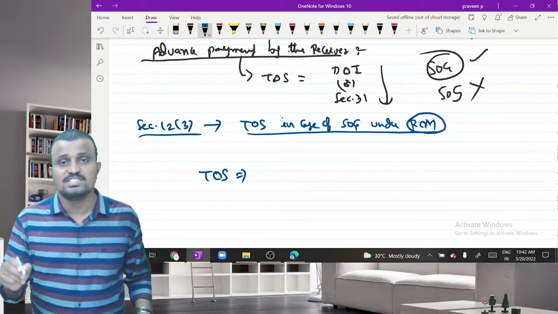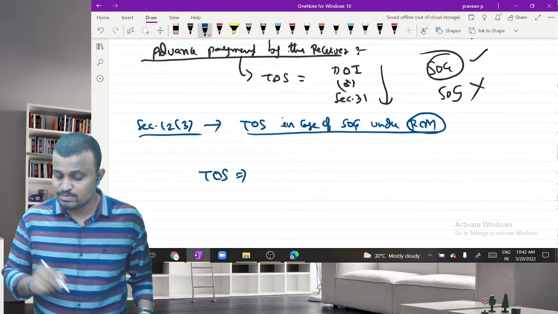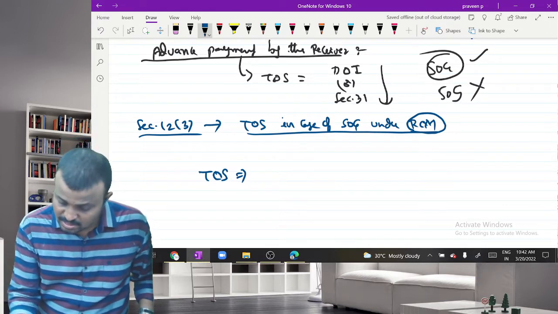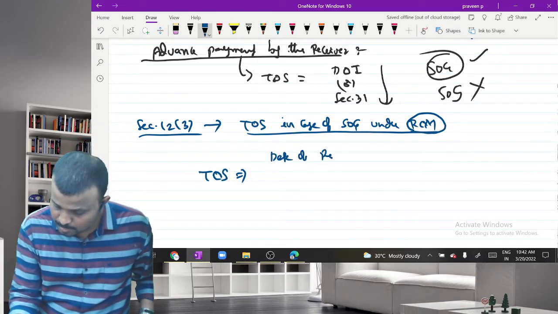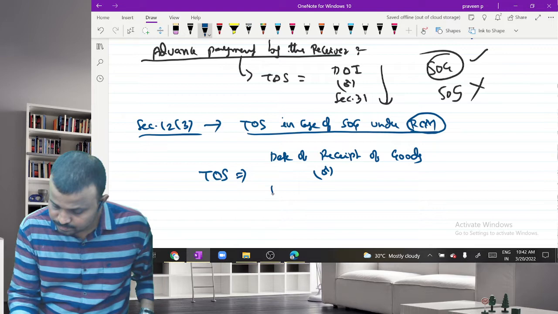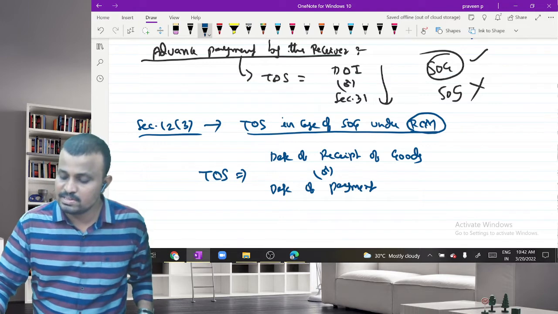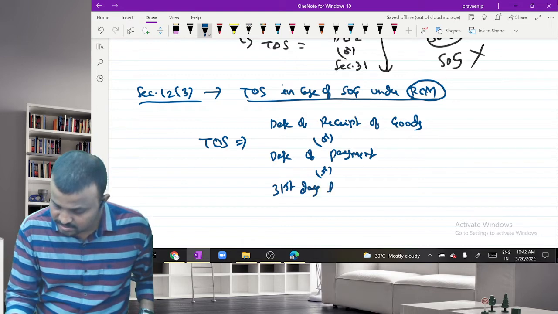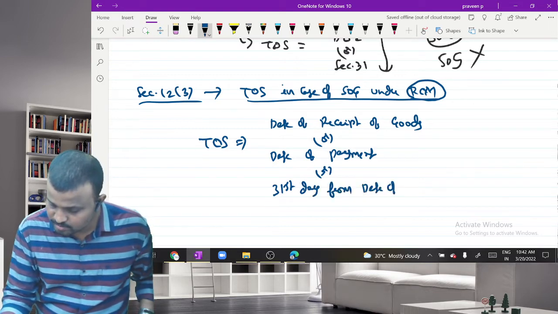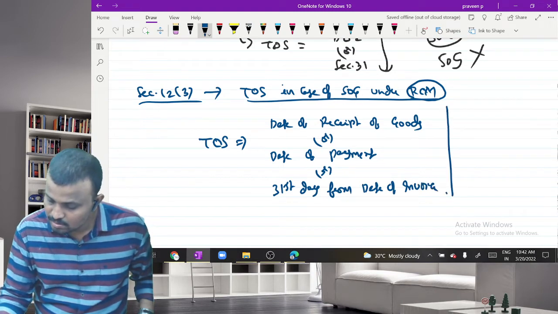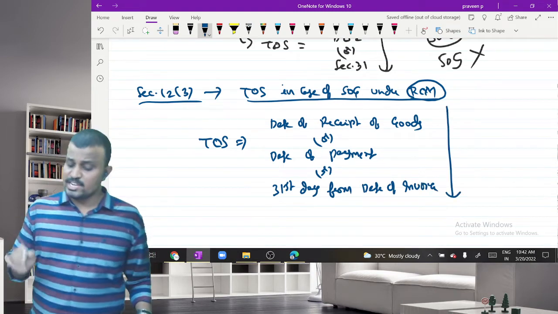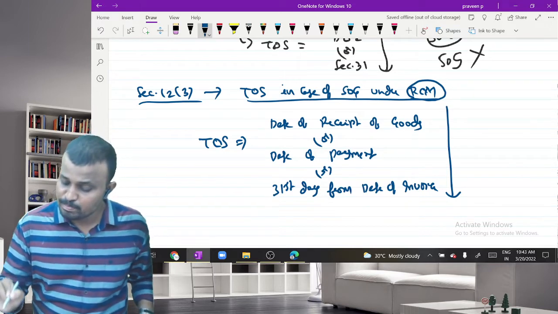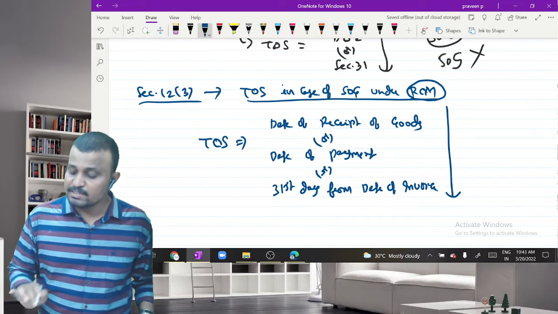So what is the time of supply? The time of supply is the date of receipt of goods, or the date of payment, or the 31st day from the date of invoice, whichever is earlier. Okay, so date of receipt of goods or date of payment or 31st day from the date of invoice.